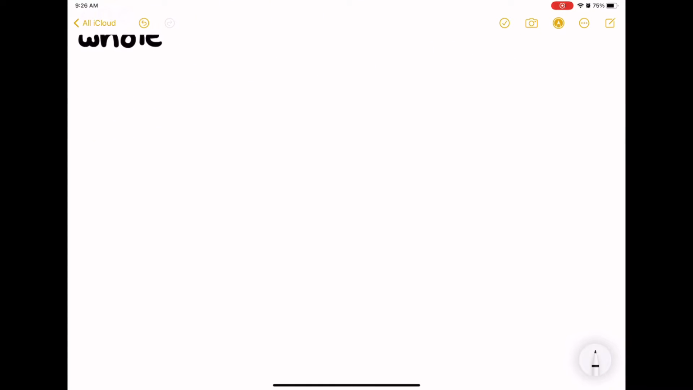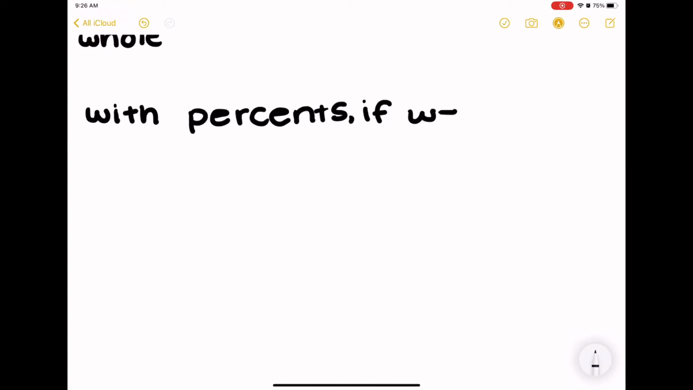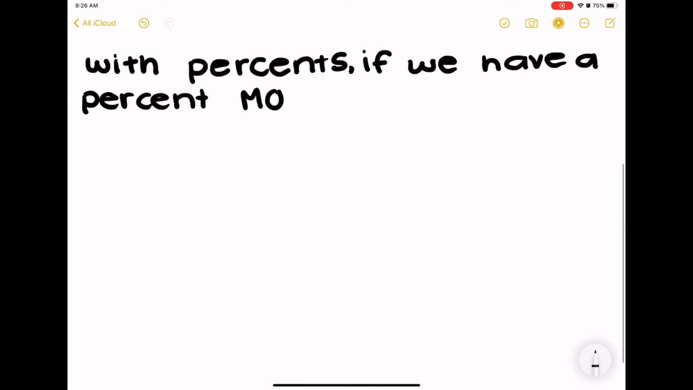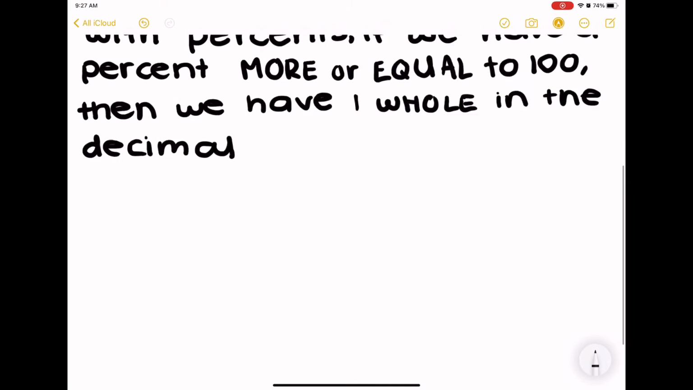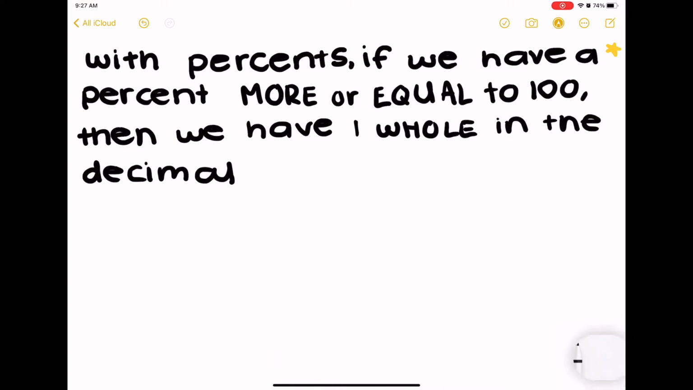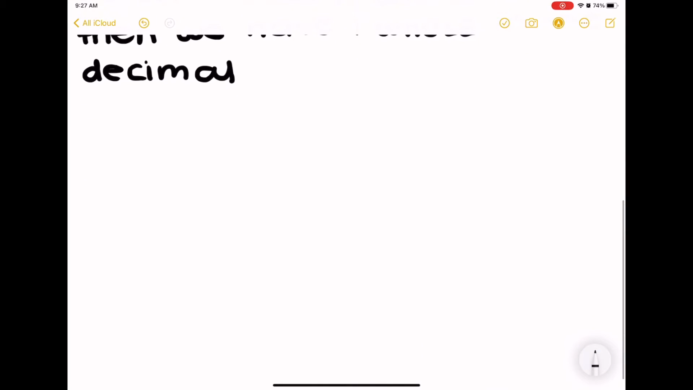So here's the very important thing to know with percents. If we have a percent more than or equal to 100, then we have one whole in the decimal. This means we would have a 1 or 2 or 3 or however many wholes there are before the decimal point.